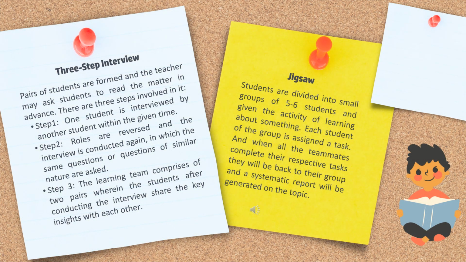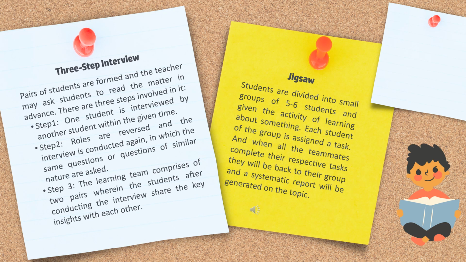Fifth is three-step interview. Pairs of students are formed and the teacher asks the students to read the matter in advance. In this, the student is interviewed by the other student. The roles are reversed and the interview is conducted again, and the same question is asked in a similar manner. Then the learning team comprises two pairs, wherein the students, after conducting the interviews, share the insights with each other.